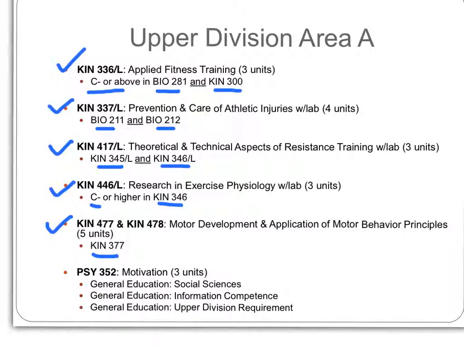The last course required in this area is Psych 352, which is a motivation class. And note that Psych 352 can be applied to General Education, Social Sciences, General Education, Information Competence, and because it's an upper division course, it can go towards your 9 units of upper division GE required.